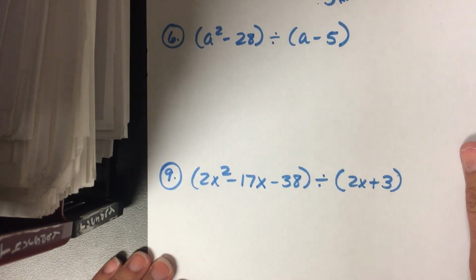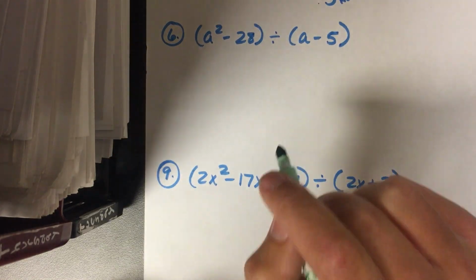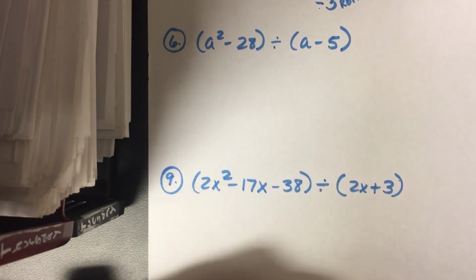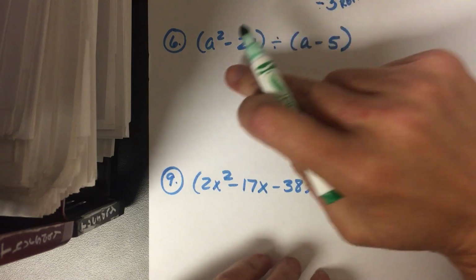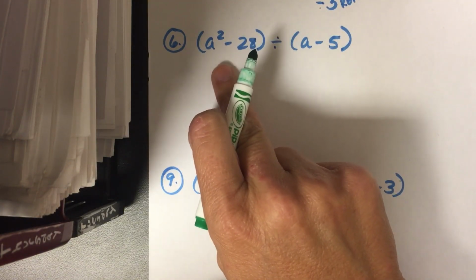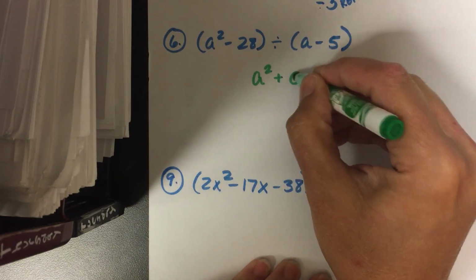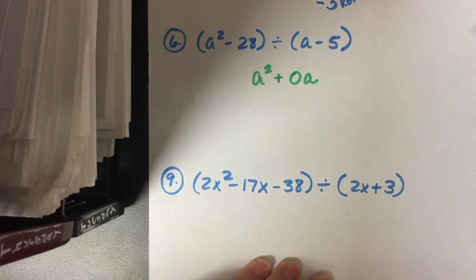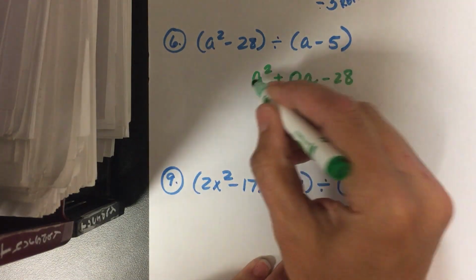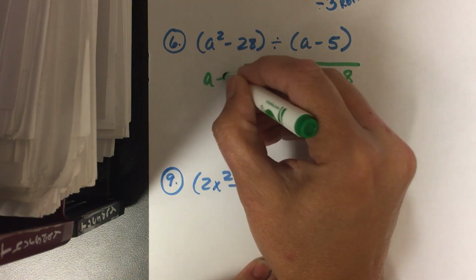So let's do another one. Let's look at number 6. For number 6, I'm going to rewrite it, but I've got to be careful here. When you do division, you need to have placeholders. I don't have an a term here. If I want to do long division, I have to create a placeholder. So I'm going to have a squared plus 0a, that's my placeholder, minus 28. Same value, I just have a placeholder in there for the a, 0. Then divided by a minus 5.